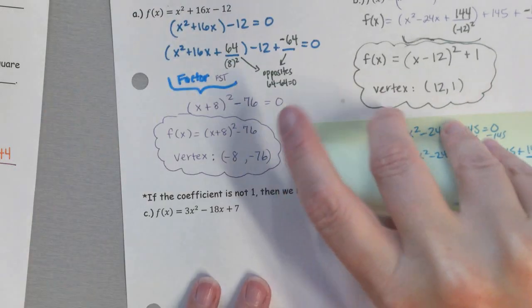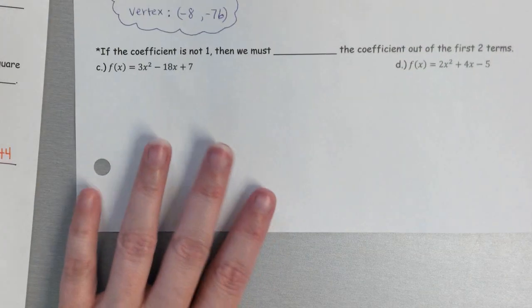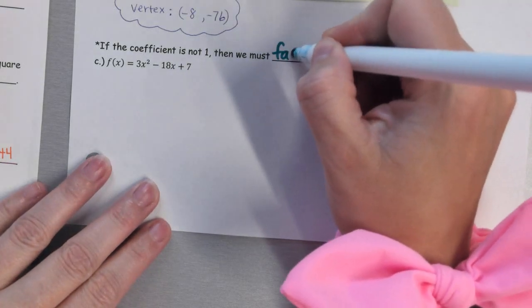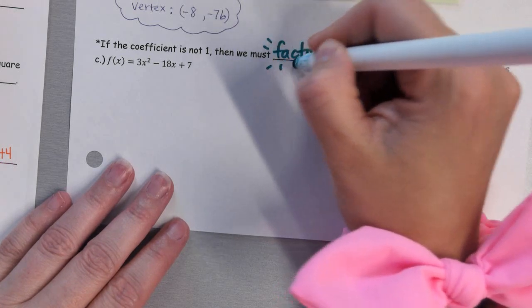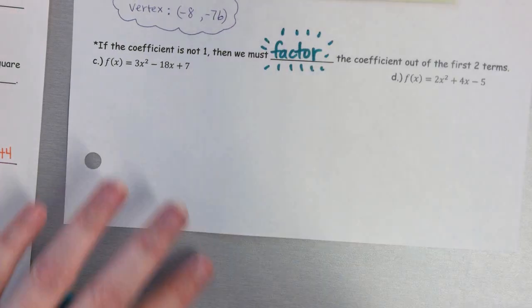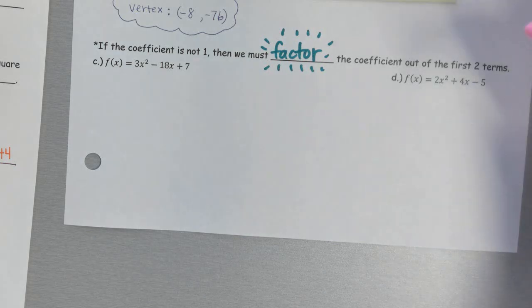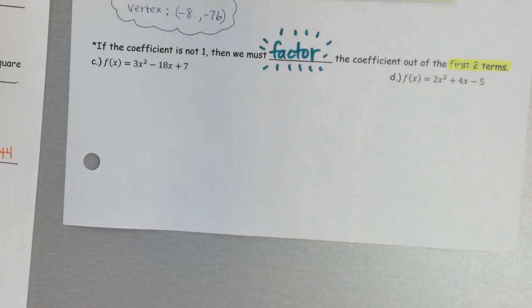All right. Let's talk about what if A is not 1. Because remember, we can only complete the square if our A value is 1. If it's not, then we're going to do our favorite thing. We must factor. But there is a little stipulation to it. Okay? So we have to factor the coefficient out of the first two terms. Okay, so it's the first two terms.